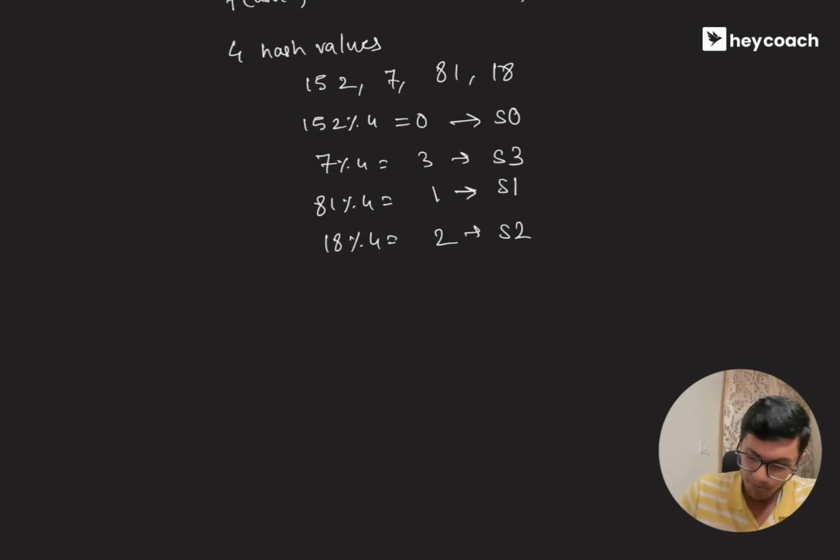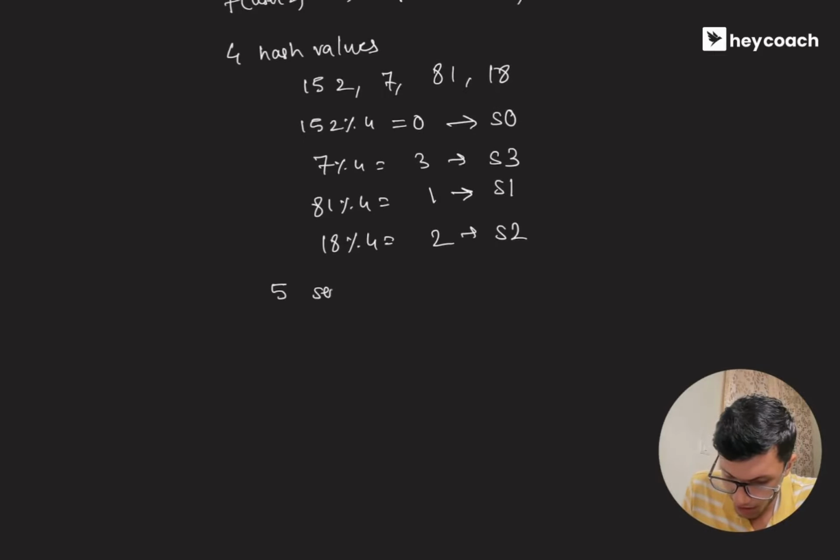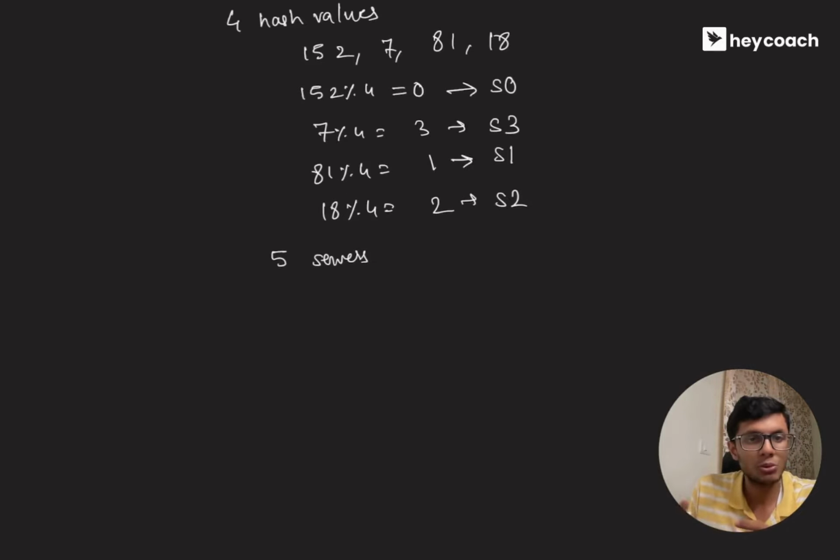Now let's see, with the same set of users, if we increase the number of servers to 5. Now let's say if we had 5 servers, how would the data that is stored in the servers change? So there needs to be some kind of rebalancing, right? I cannot live with 4 servers.